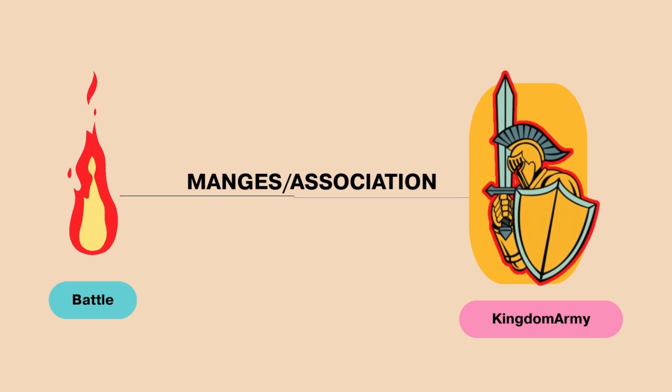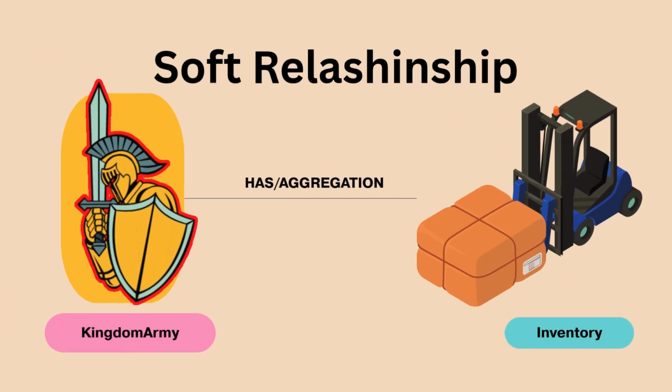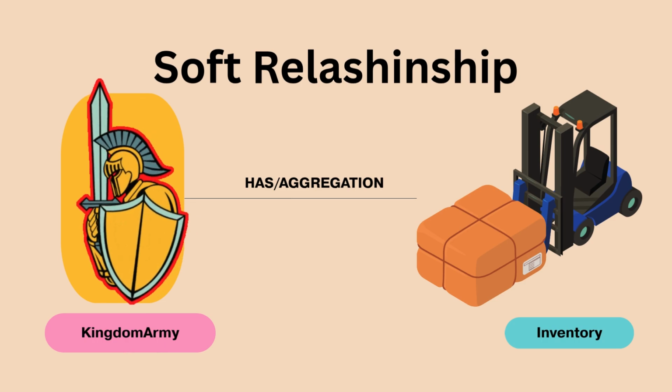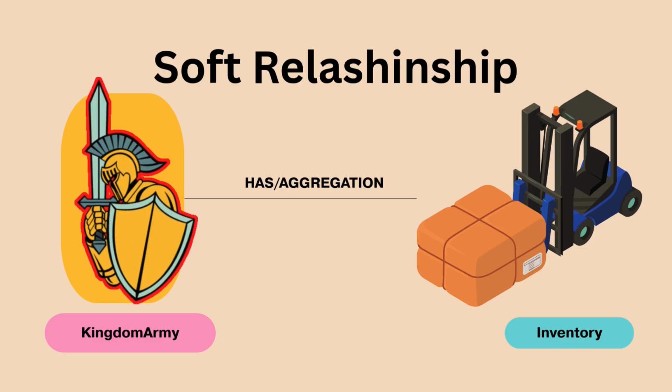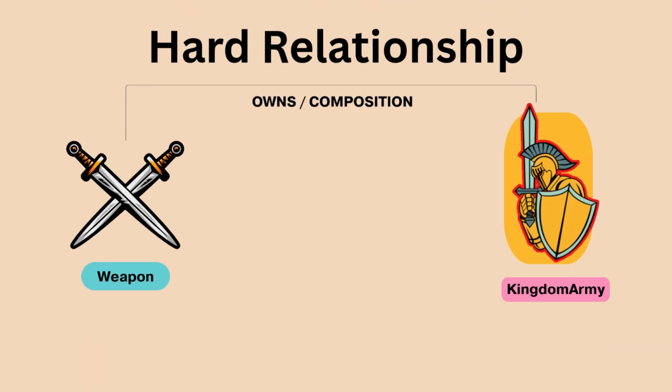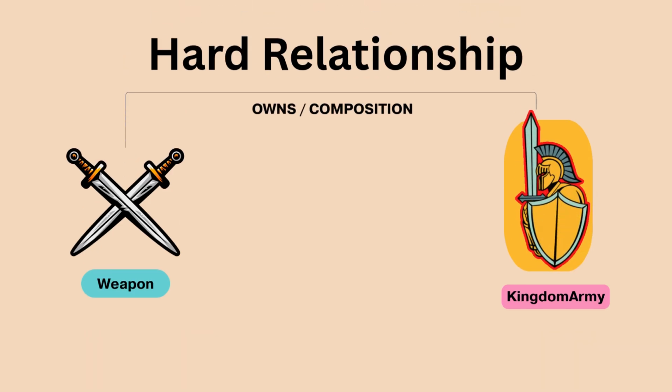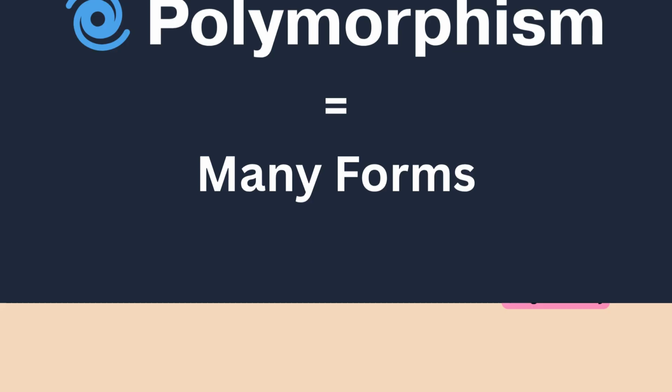So you can think of a soldier joining a battle. If one soldier leaves, the battle still goes on. Just like a soldier accessing a shared inventory system using their ID. The inventory is not destroyed with them. It's shared across the system. And finally, a knight is never without his sword. The sword lives and dies with him. It's part of who he is.